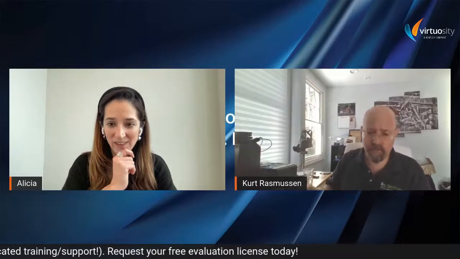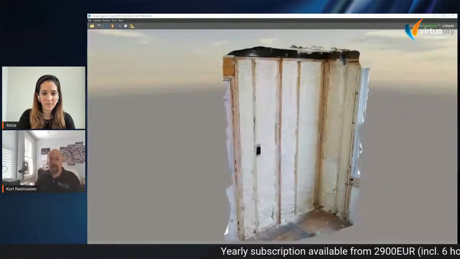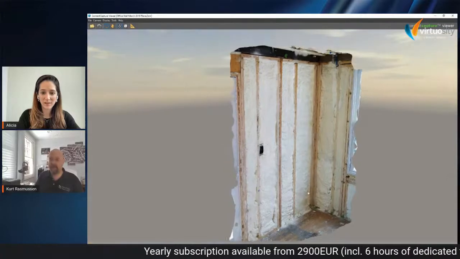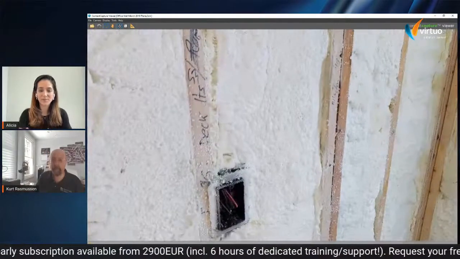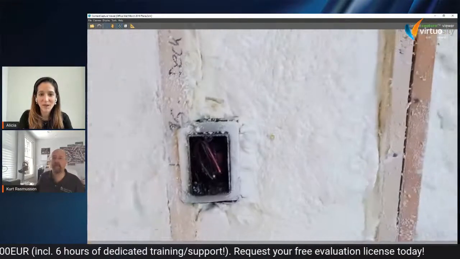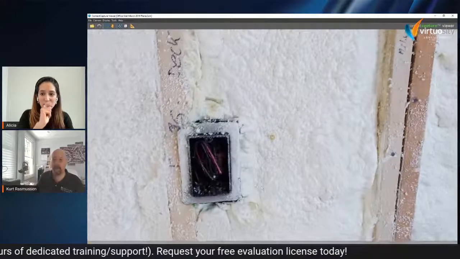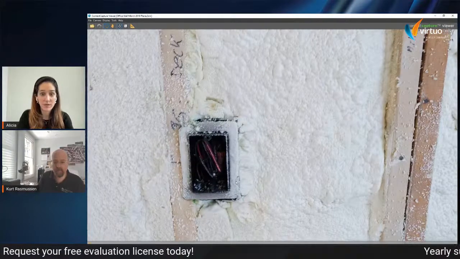I'll share my screen with you. Yes, please do so. There we go. So what we're seeing here is a spray foam wall. You can see the writing, where they're putting the outlet boxes. We see the box here. What we're seeing now is the 3D model.